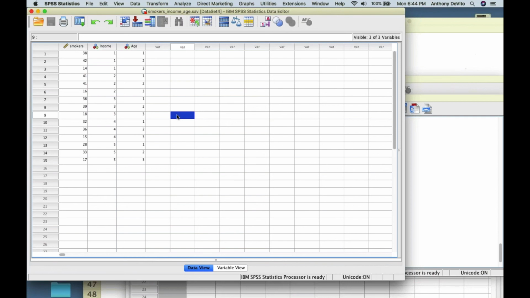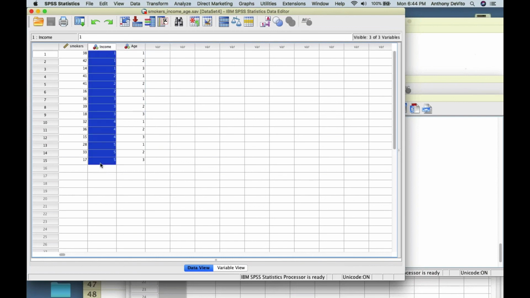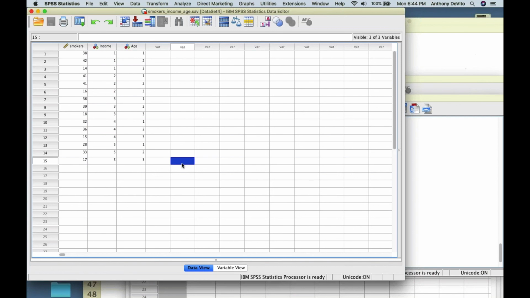So we need a tool that will allow us to compare the means of, say, 3 groups or 5 groups at the same time. And that's where analysis of variance comes in.